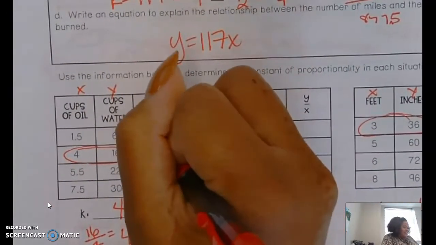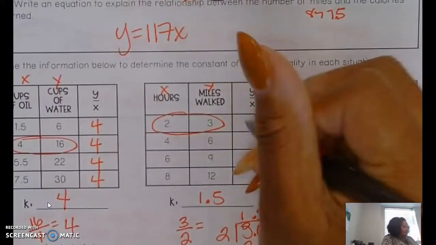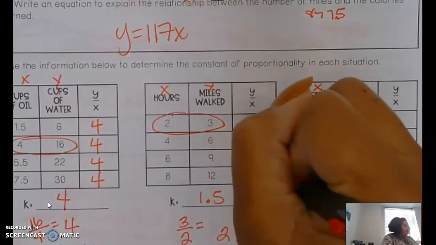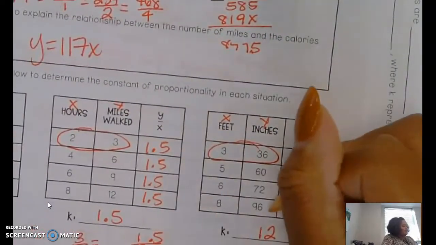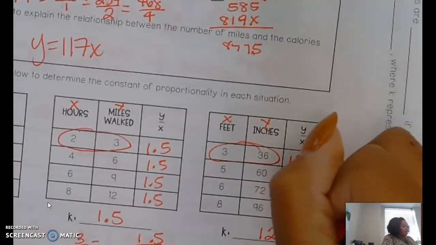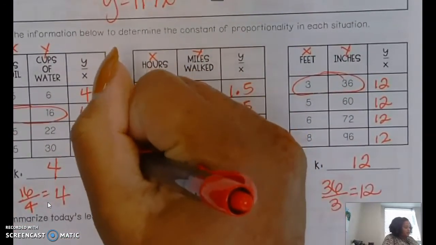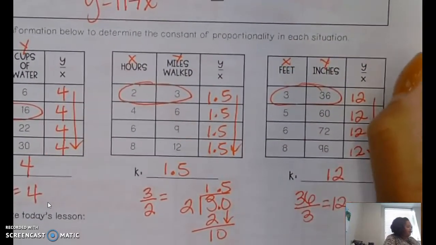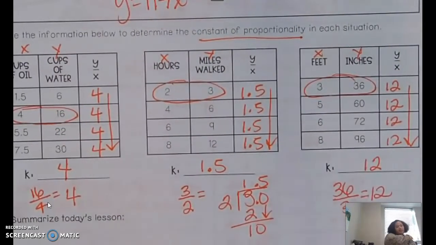So this is 4, 4, 4, and 4. And this is 1.5, 1.5, 1.5, and 1.5. And then this is 12, 12, 12, 12. And as long as all the ratios are the same from here to here, here to here, and here to here, these are all proportional. Okay, obviously, because it tells us to find the constant of proportionality.